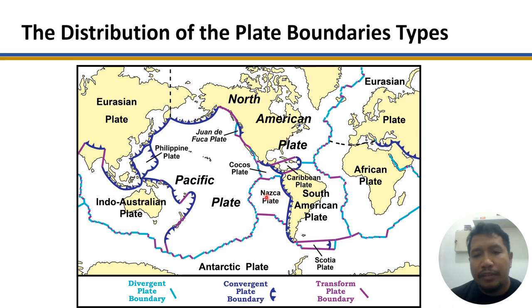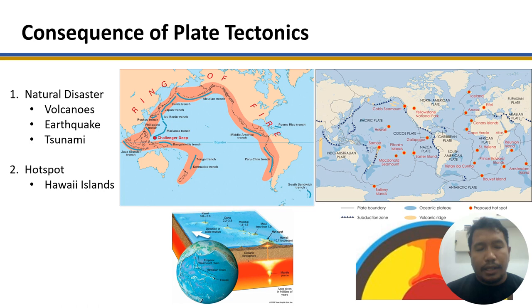On the other hand, divergent and transform boundaries are commonly found in the Atlantic Ocean and also the Southern Ocean of Antarctica. In general, plate tectonics is a fundamental geological process that shapes the Earth's surface, but also brings about natural disasters such as earthquakes, volcanoes, tsunamis, and other related events with potentially significant consequences for human populations living in affected areas.